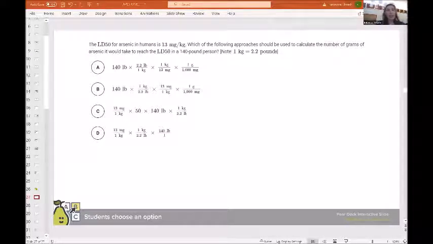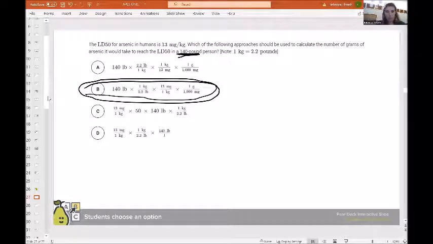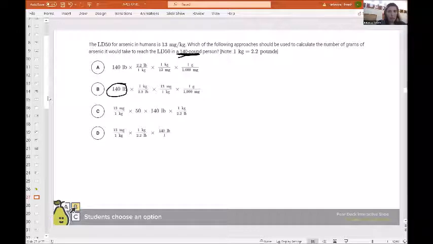All right, this is looking good, guys. You're thinking it's definitely B. Let's confirm. What do we know from the problem? We're starting with the 140 pounds that the person is. There it is right there, 140. We also want to convert pounds to kilograms because kilograms are what we have as far as our LD50. There's the conversion factor right there.